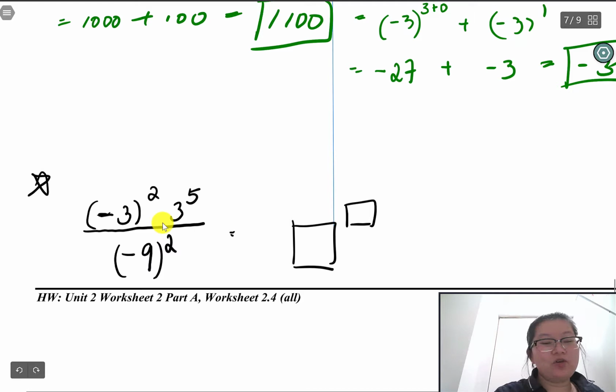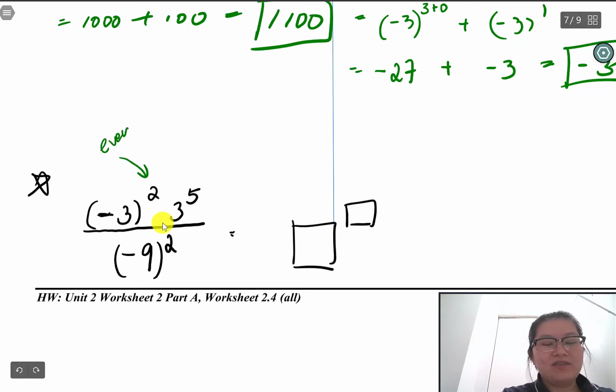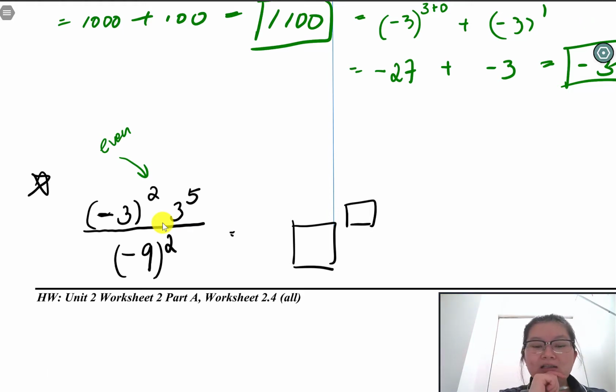Alright, I will show you the steps I would take. Alright, so let's start with the top. Let's start with the numerator of this. You might be thinking, hey, I have two different bases. I can't do this. But remember, if I have negative 3 to the power 2, this is an even exponent. If this is even, it means my final answer is going to end up positive.